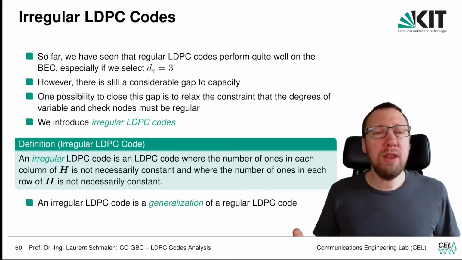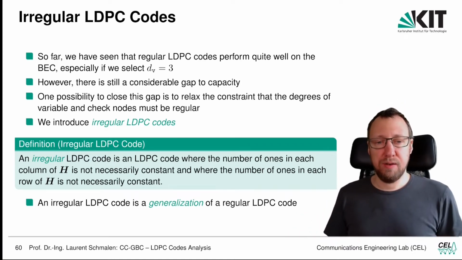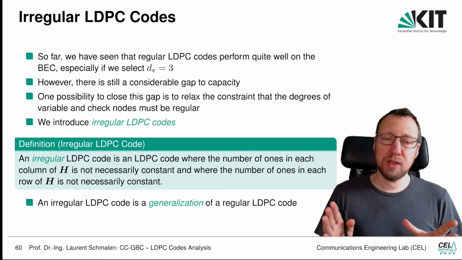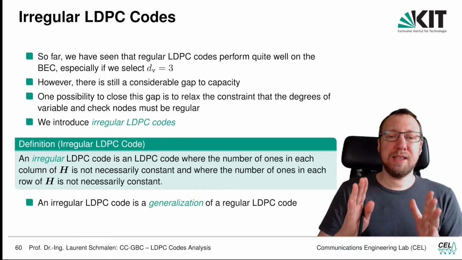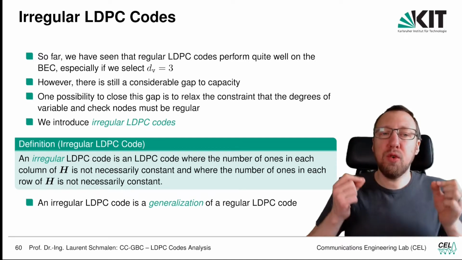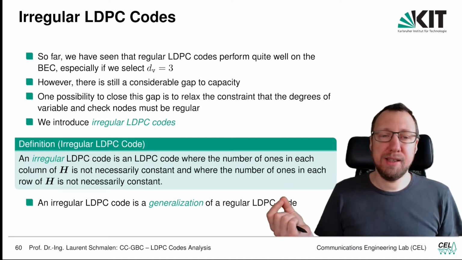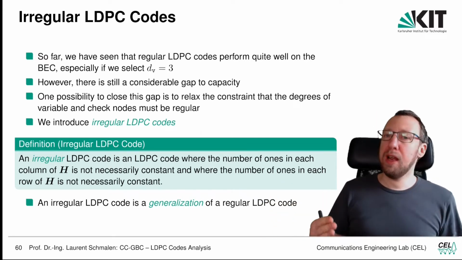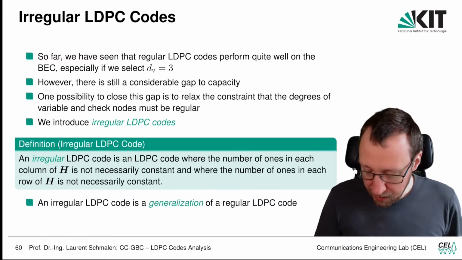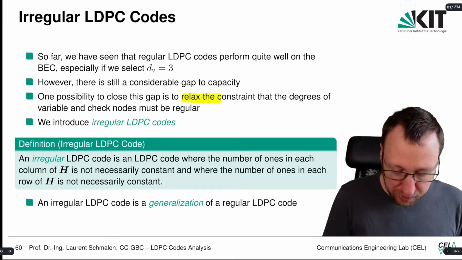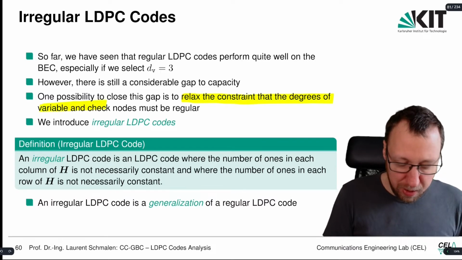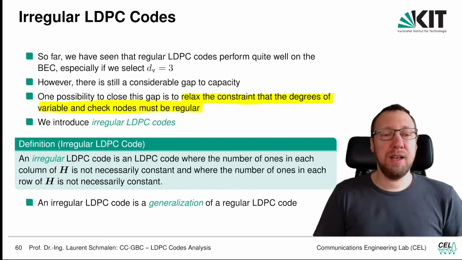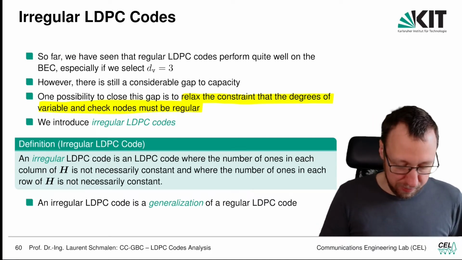Well, we need to generalize the construction. That's a very useful tool in engineering. If you have a construction that is specific in some sense, then we need to relax it a little bit, to allow more degrees of freedom. We need to insert new degrees of freedom that we can then optimize. So what we're going to do is relax the constraint that the variable node and check node degrees must be regular. That's essentially what is called an irregular LDPC code.